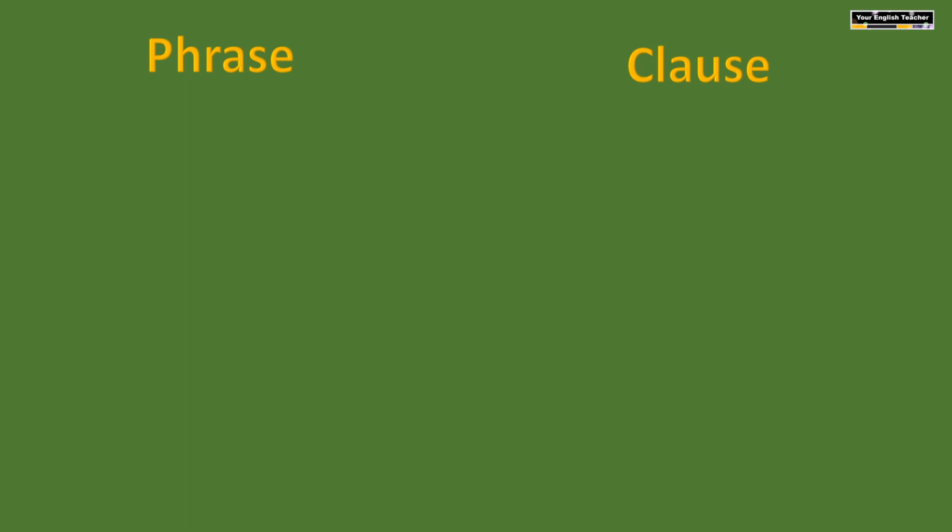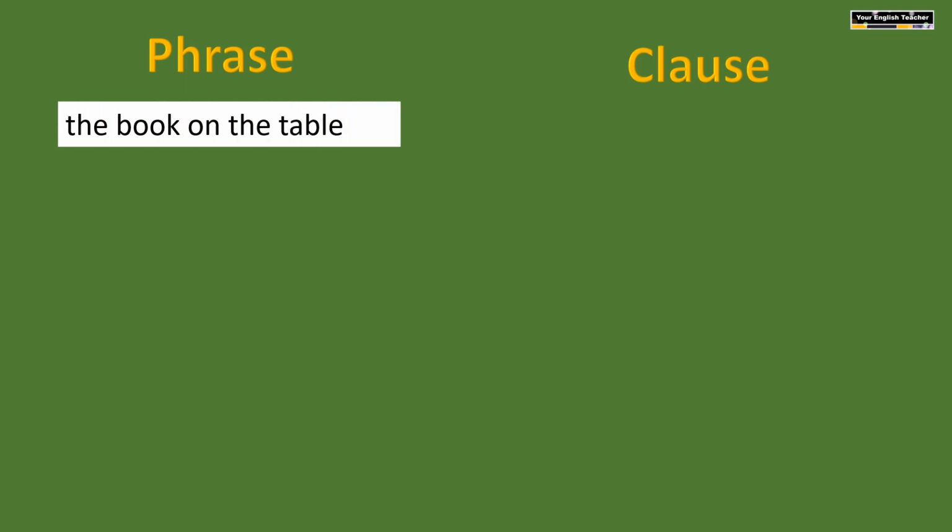Now, let us convert the phrases into clauses. The book on the table. So this is a phrase, the book on the table. Total 5 words are there, and all the 5 words together indicate the book. So it's a phrase. Now to convert it into a clause, what do we have to do?